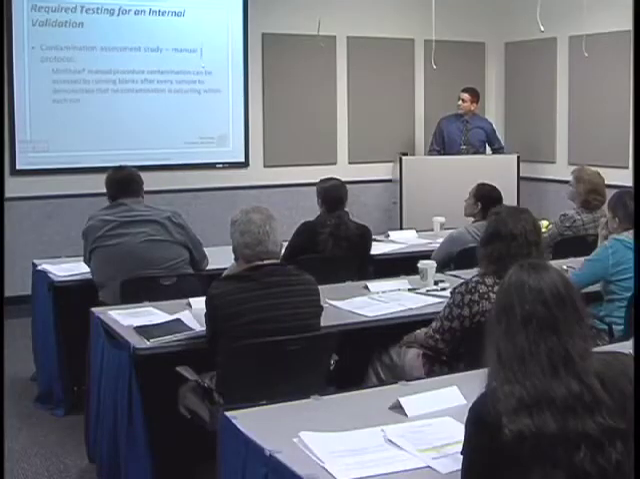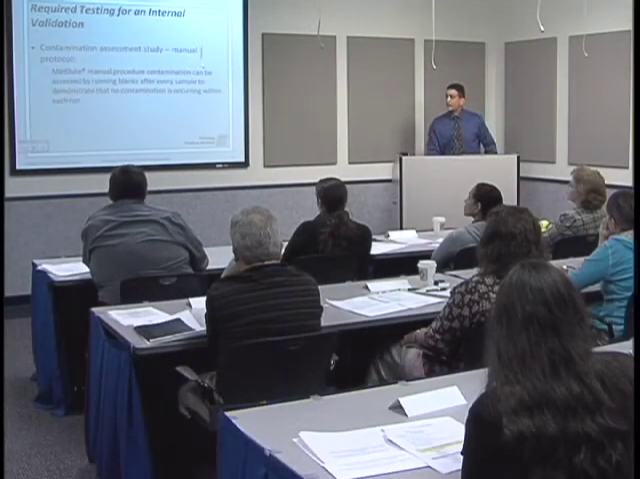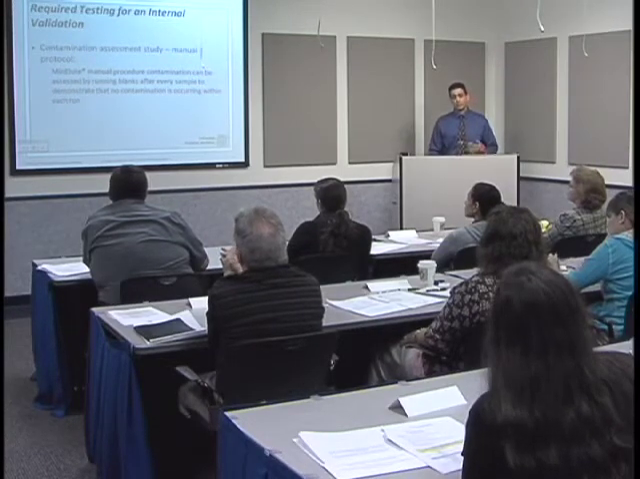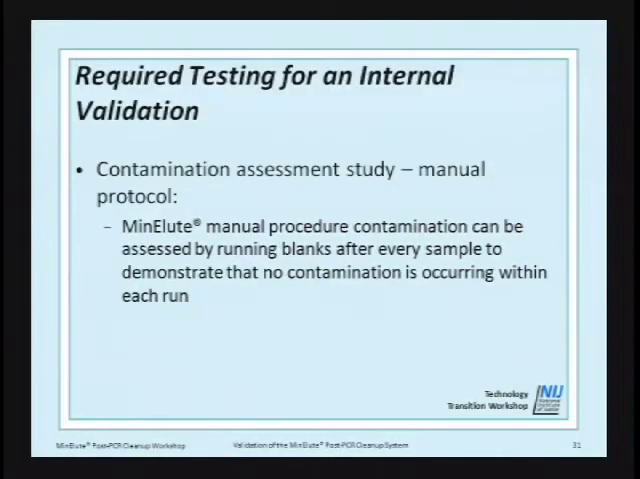For the MinElute manual procedure, contamination can be assessed by running blanks after every sample to demonstrate that no contamination is occurring within each run. So when you're doing the manual process, if you want to run a blank after each one during your study to show that, that's up to you. There really, once again, wouldn't be any way to cause contamination unless something got on your glove when you were pipetting. But the actual spinning down process is always into a tube, and so the sample is always contained.